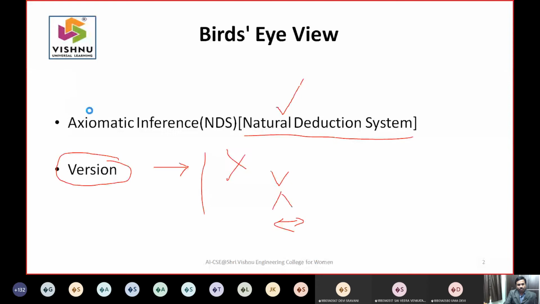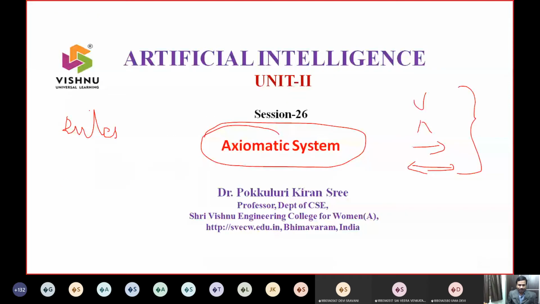So you need to also remember the way in which I started the class. Axiomatic system has two versions. The second version we are discussing now is the final version. Whatever we discussed in the earlier class, and the class before that, two classes we have done, is called the natural deduction system. That is also called the first version of the axiomatic system.